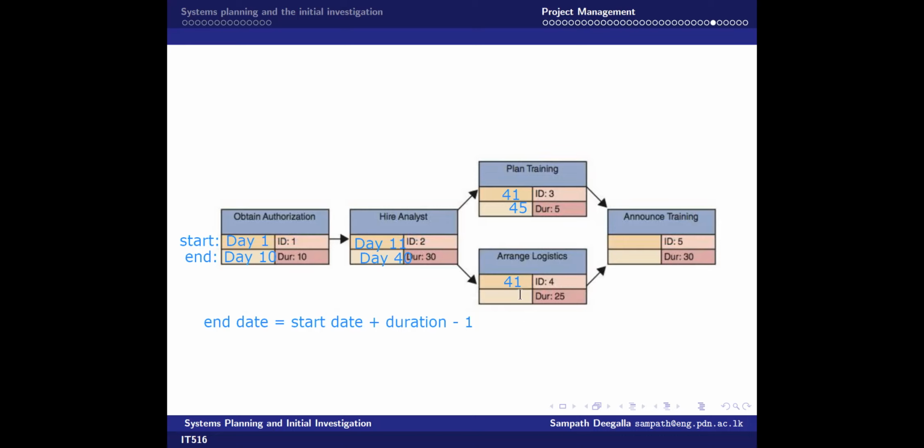So if the starting date is day number 41, right? Yes. Sivakumaran, can you tell me what is the end date for task number 4? 66. Yes. Is it 66? Kanishka? 65. Yes. I told you, you take the starting date plus the duration. That means 66 minus 1 should be 65. Yes, 65, isn't it? 66 minus 1, 65.